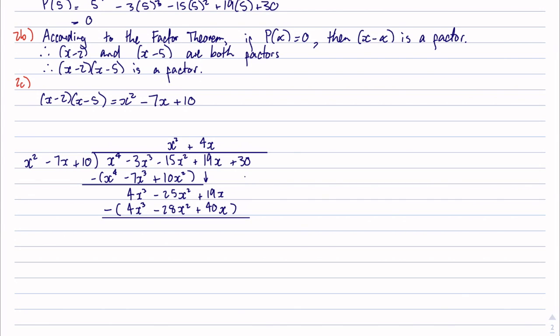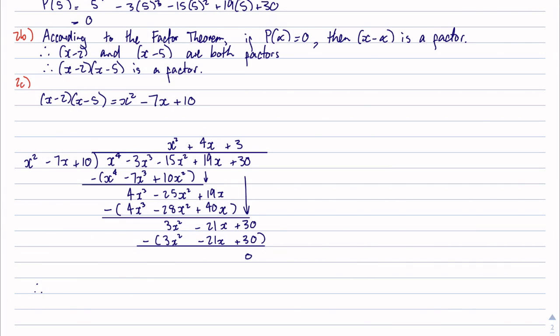Sorry, I wanted that one to go lower. There we are. So 0, 3x squared, 19 take 40 is negative 21x, plus 30. Okay, how many x squareds go into 3x squared? 3. Times it out, 3x squared take 21x plus 30, subtract it, what a surprise, comes out as 0, which is kind of a relief actually.